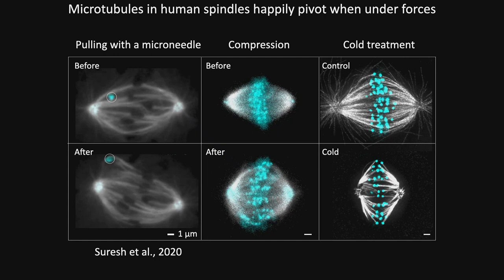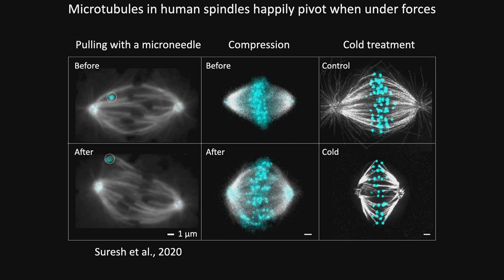Then also some experiments that we were doing for other purposes tell us that microtubules can pivot around the spindle pole. So this is a normal spindle, and then we compressed this spindle from above, and the spindle gets more flat, and also this angle here increases. So the angle was like this, now it's a bigger angle. So at least these outer microtubules obviously pivoted outwards.